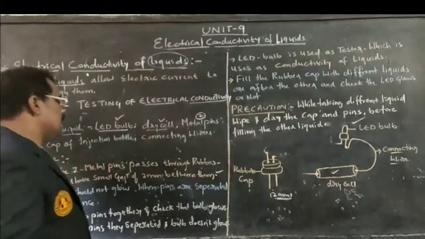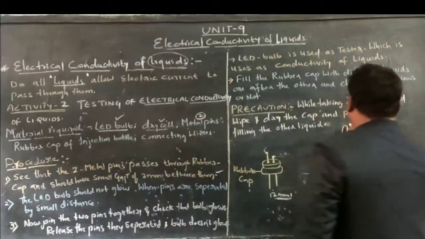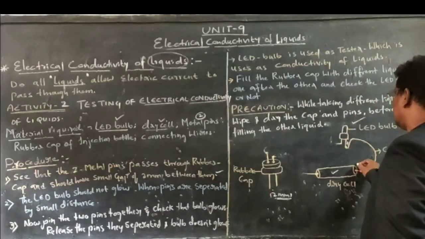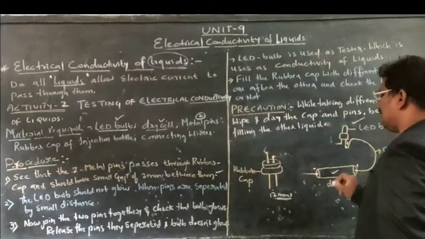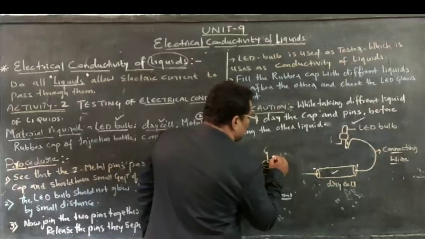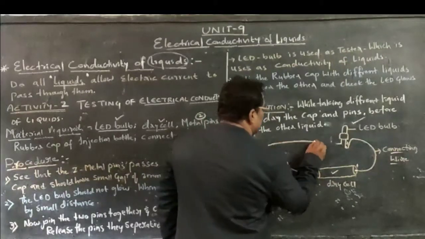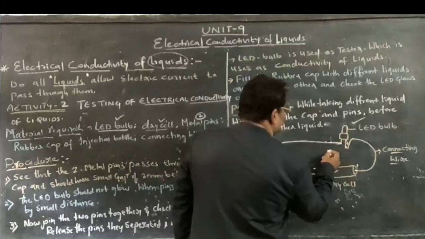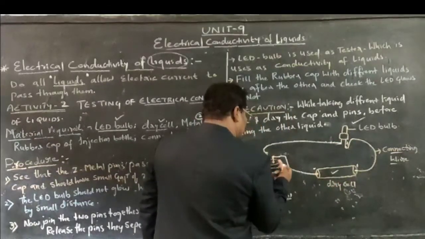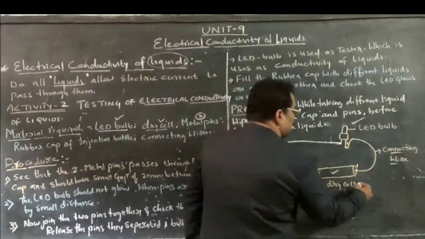Later, the LED bulb should glow. Take the LED bulb: the positive, long terminal is connected to the positive terminal of the battery, and the negative terminal is connected to the pin. Connect the bulb, dry cell, and the rubber cap with two pins using connecting wires to form a simple circuit.